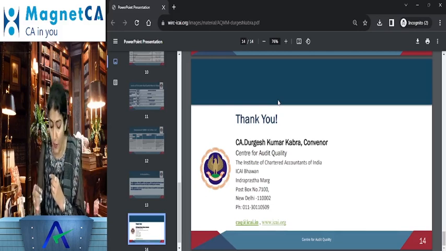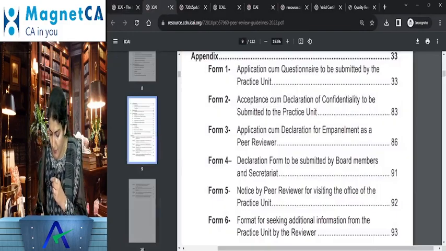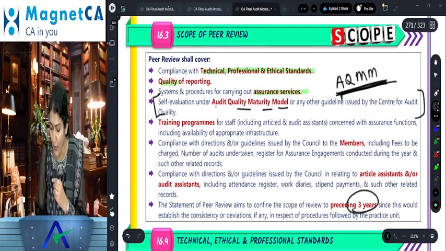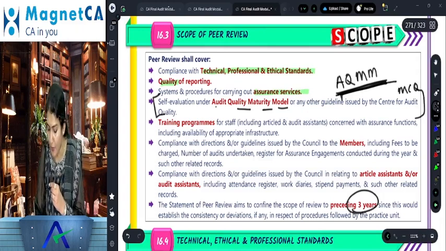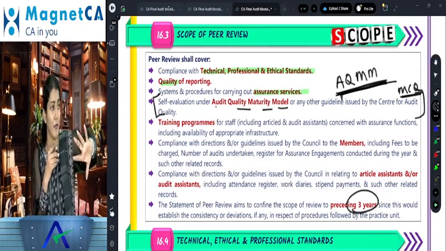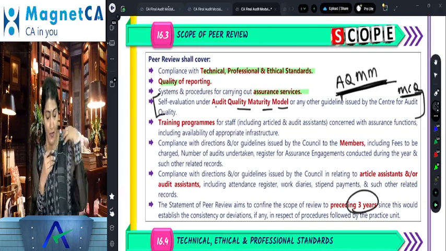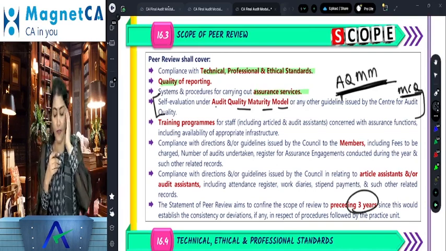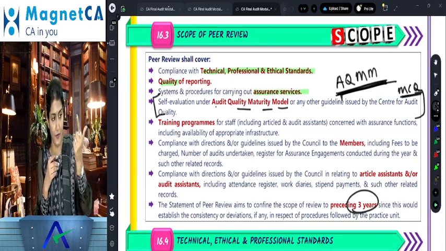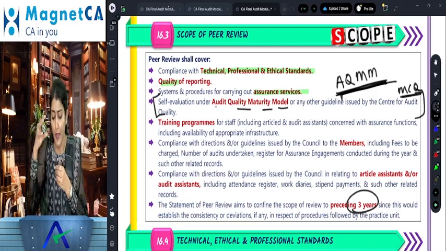So what does it talk about here? The audit quality maturity model. Will that also be included in the scope of peer review? Yes, so this could be an MCQ in your exams. Is the self-evaluation of AQMM included in the scope of peer review? Yes, because that's a new point. So what do you see here? What is covered in the scope of peer review? Technical, ethical, professional standards, quality of reporting, then the assurance services, and the new point, AQMM.